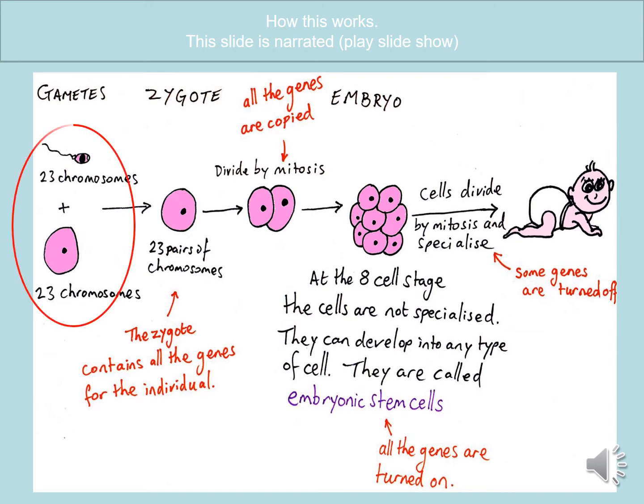The gametes are the sex cells, so the sperm and the egg in humans, and they contain 23 chromosomes each. So that is the haploid number, half the amount you'd expect in the body cells.